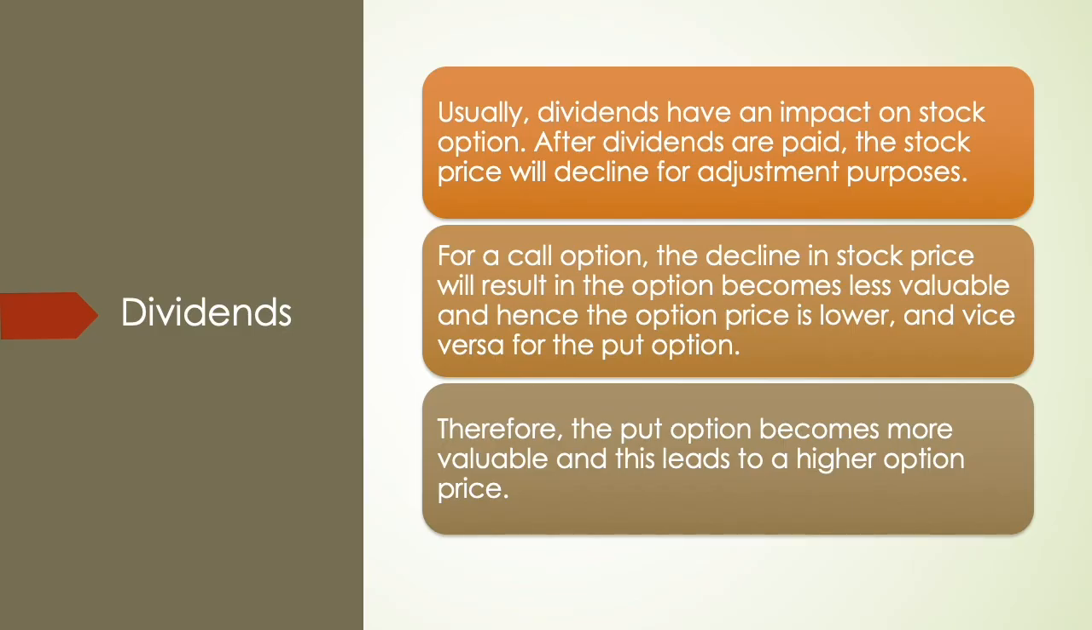The last factor is dividends. Usually, dividends have an impact on stock option. After dividends are paid, the stock price will decline for adjustment purposes. For a call option, the decline in stock price will result in the option become less valuable, and hence the option price is lower, and vice versa for the put option. Therefore, put option become more valuable, and this leads to the higher option price.